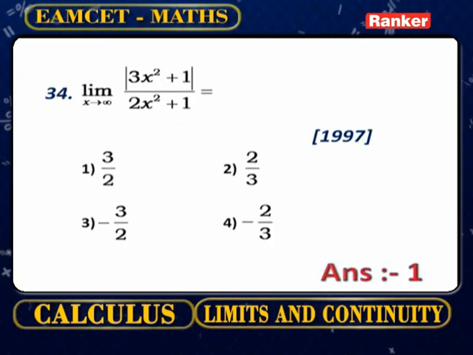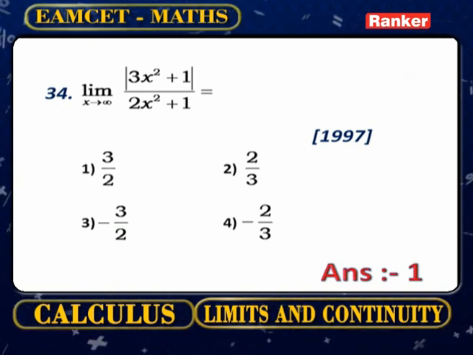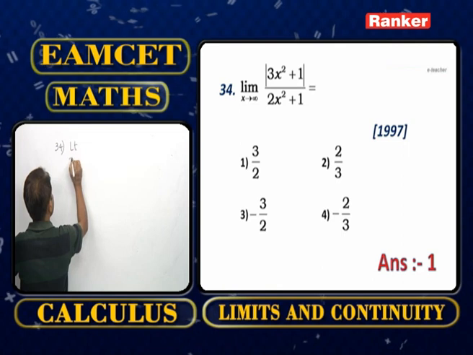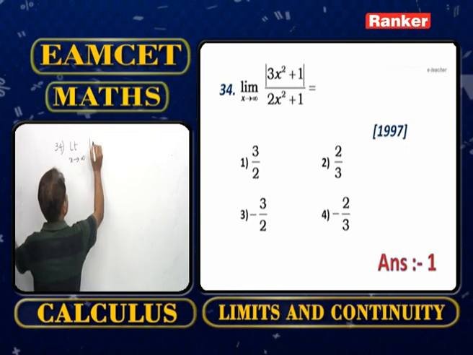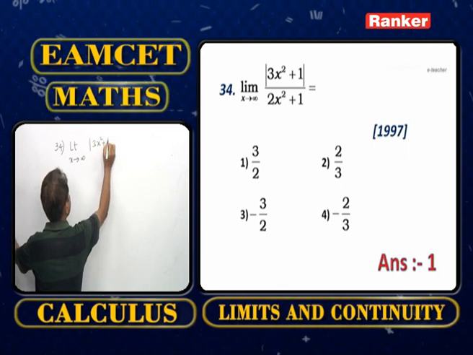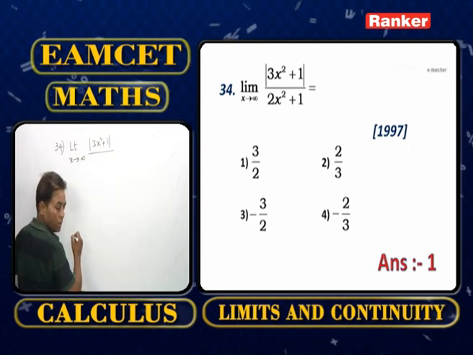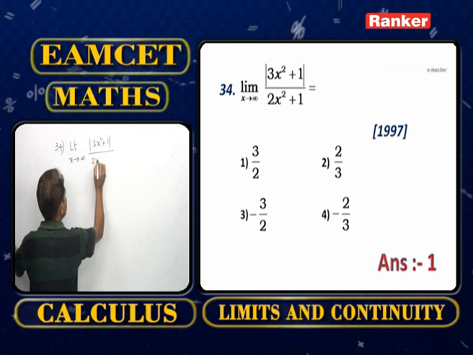Okay, we will go for question number 34 now. Let us see what question number 34 is. Limit x tending to infinity, modulus of 3x square plus 1 by 2x square plus 1.